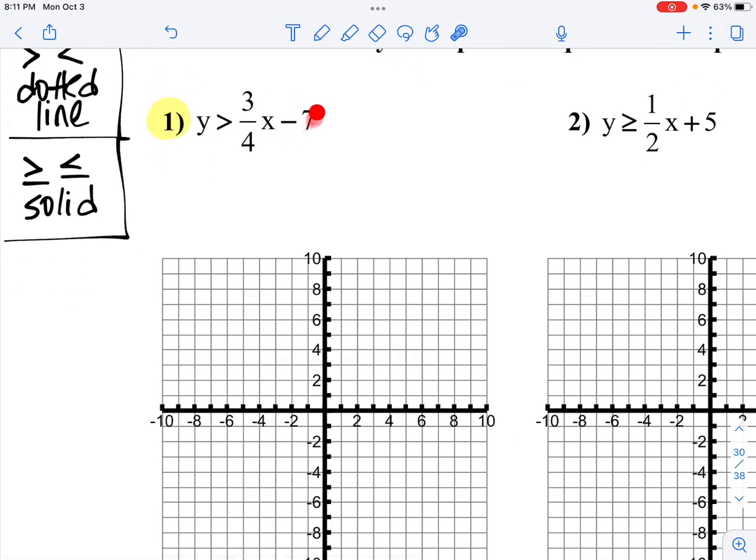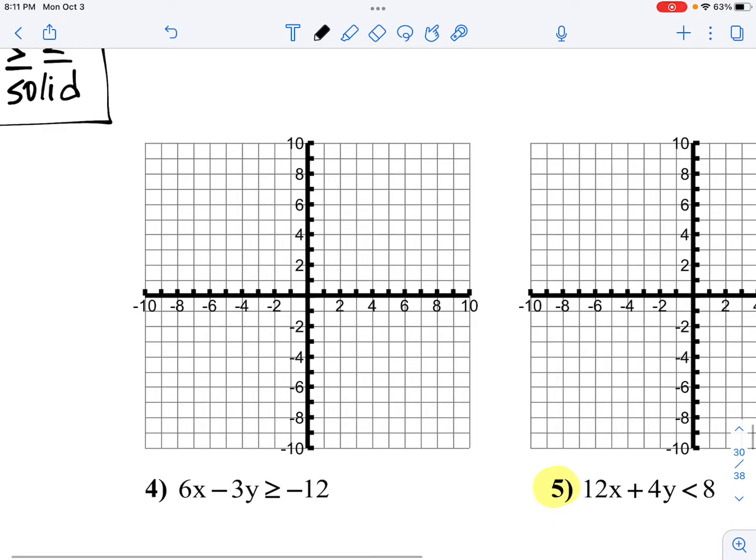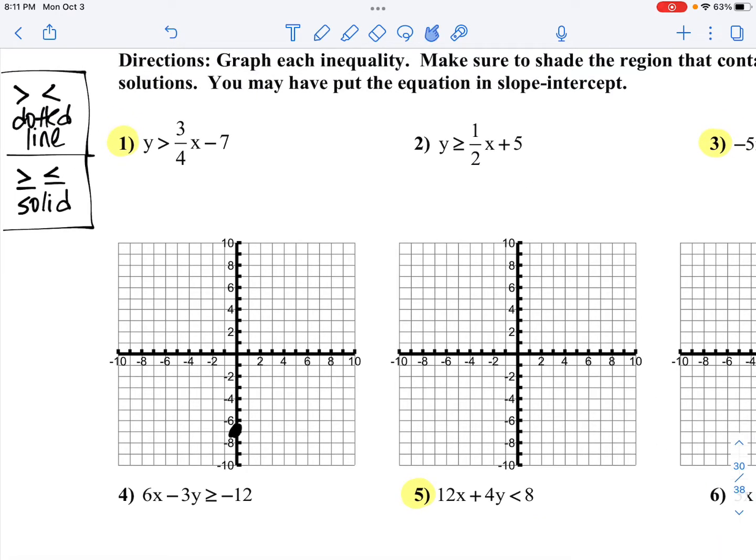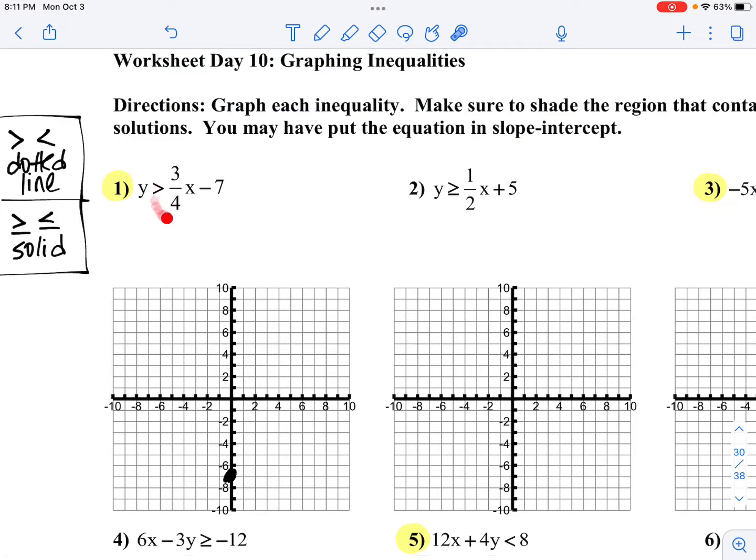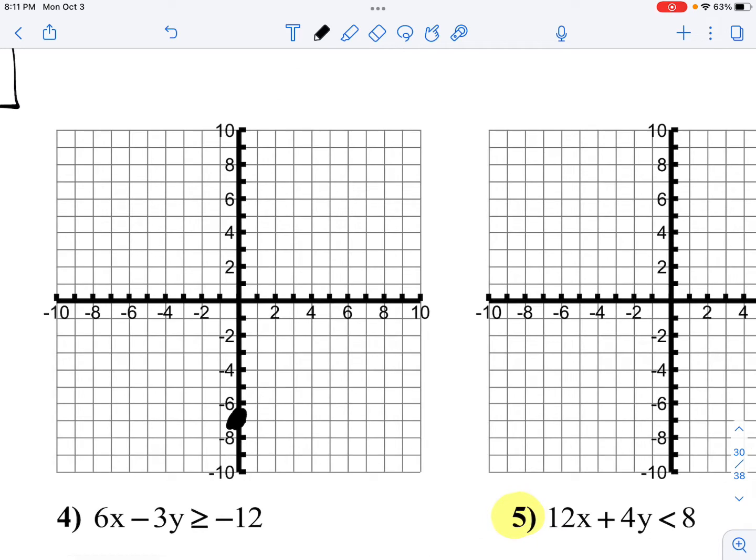But you know this -7, that means I'm starting on the y-axis. You always start on the y-axis at -7 for this one. So I'm going to put my first dot right down there at -7. And then this as a fraction means I'm going up 3, right 4, up 3, right 4. So I'm going to count that. Up 3, right 4. I'm going to go up 3 again, right 4.